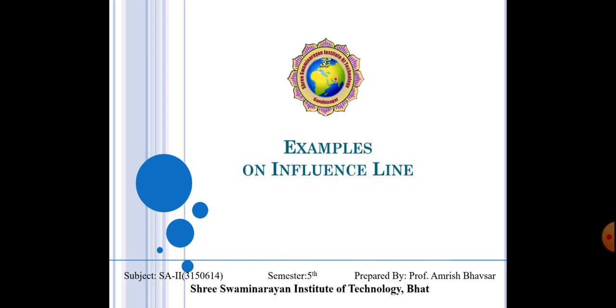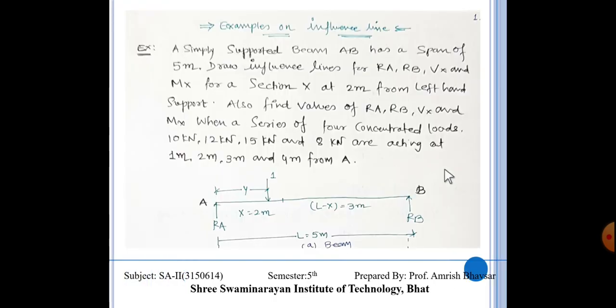For understanding, here I have taken one case: a simply supported beam AB has a span of 5 meter. Draw influence lines for RA, RB, Vx and Mx for a section X at 2 meter from the left hand support.